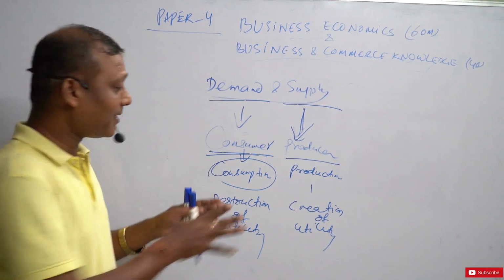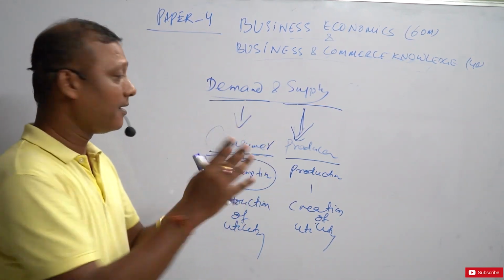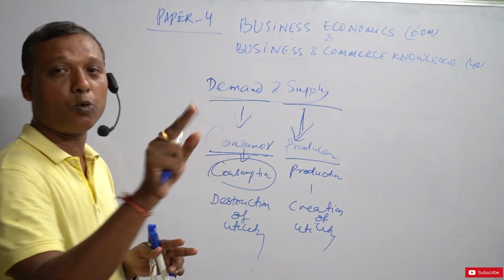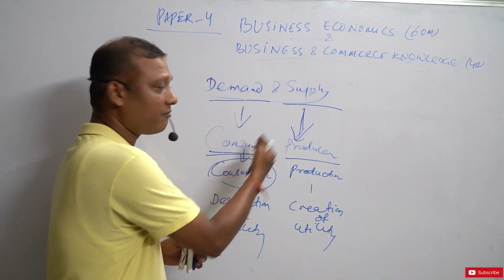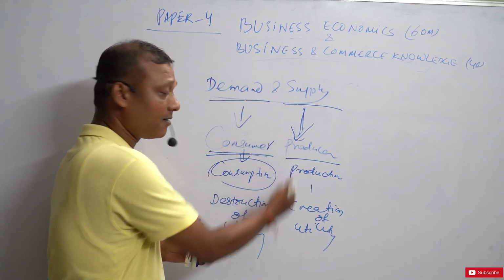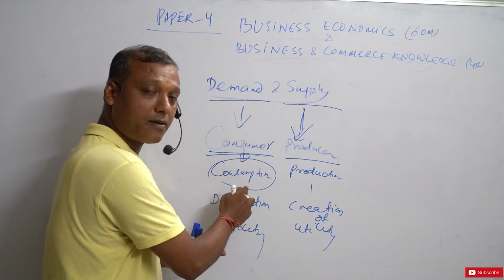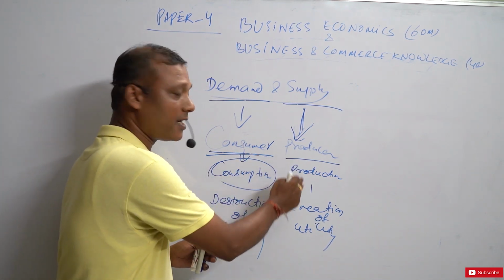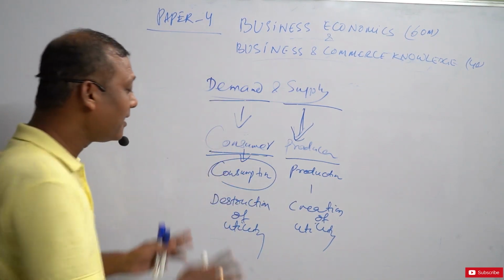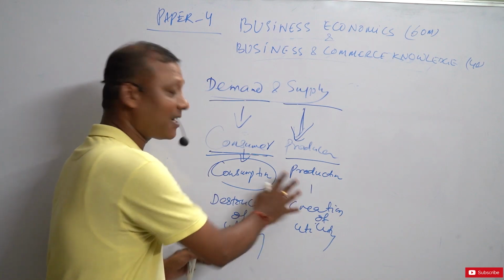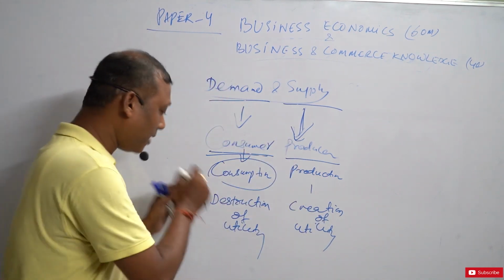I am making my analysis very simple. From the beginning, I told you demand and supply are the two sides. They are purely two opposite concepts. From demand, we have taken the consumer. From supply, we have taken the producer. The task performed by consumers is known as consumption. The task performed by the producer is known as production. Consumption means destruction of utility. Production means creation of utility. Still, if you do not understand, I will tell you that.